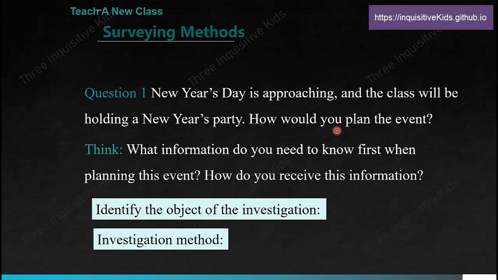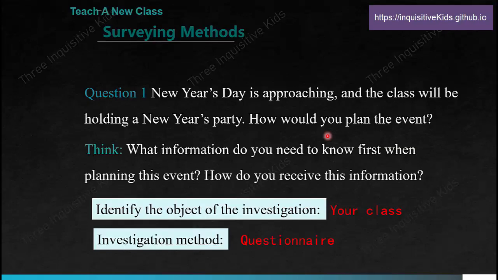So first, just like last time, the first step was to identify the object of the investigation. Of course, that is your class. And the investigation method you would use would probably be a questionnaire to survey and ask each student questions about what they think should go on New Year's Day. And then probably take the most popular option or build from all those replies and think about what would make the majority of the student body happy.